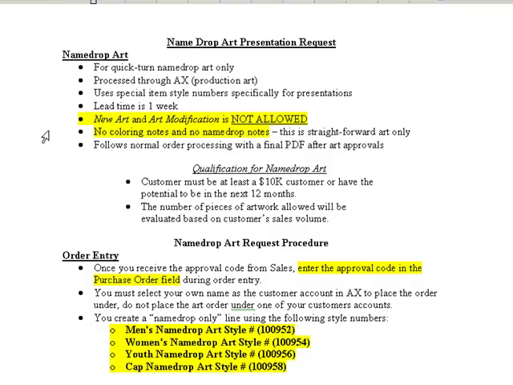First of all, you need to remember that new art and art modification is not allowed, and neither are coloring notes and name drop notes. You'll enter the approval code in the purchase order field on the order, reminding both of you how many lines you're actually allowed on this presentation. And finally, you won't enter the style numbers that you see in our catalog. Instead, you'll enter one of 4 different presentation art style numbers. They're all listed for you here, either a men's, a women's, youth, or a cap name drop presentation number.